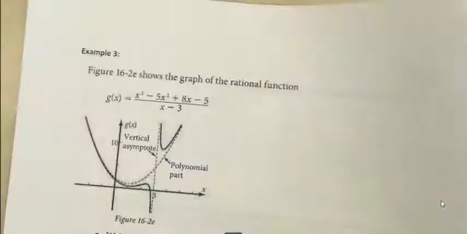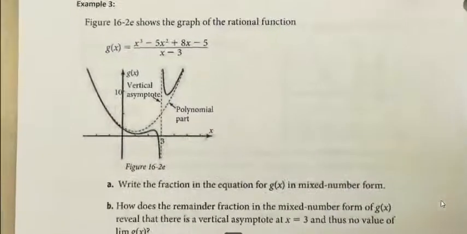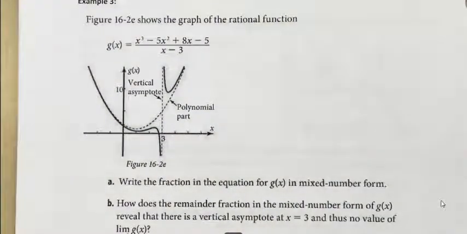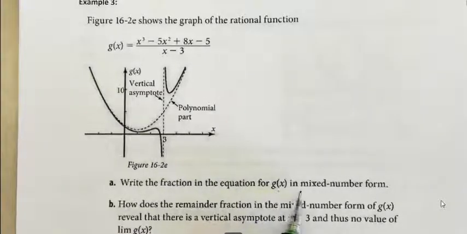Okay, moving on to example 3. You have the graph of the rational function. The first thing we're going to do is write the fraction in the equation for g of x in mixed number form.